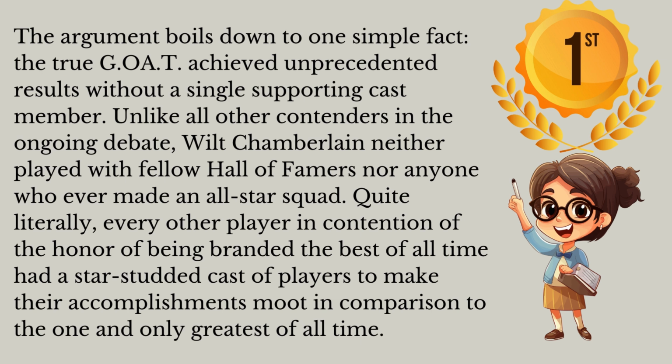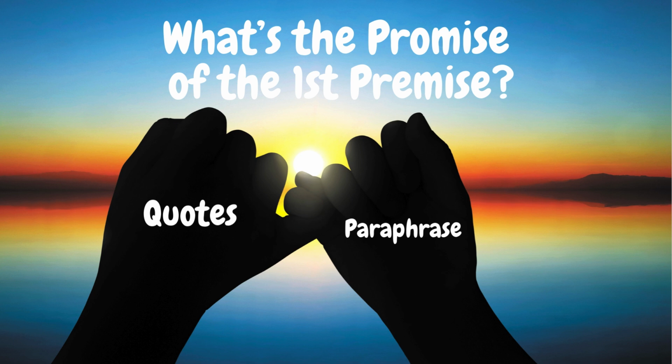So now we're going to have to take a look at who did these other players, who did Jordan play with, who did LeBron play with, right? Who did Isaiah Thomas play with, who did, whomever, Patrick Ewing, who did he play with? Quite literally, every other player in contention of the honor of being branded the best of all time had a star-studded cast of players to make their accomplishments moot in comparison to the one and only greatest of all time. So that's a clearly phrased, promised first premise. Now you just got to go get all the quotes and paraphrases to keep that aligned, and we set the math for that. We're looking for 3.